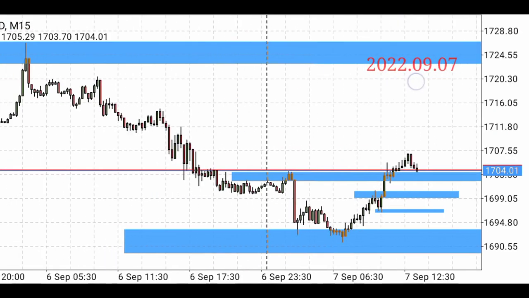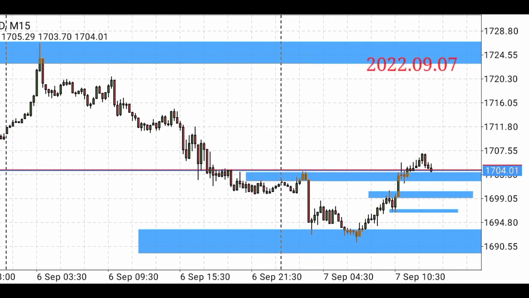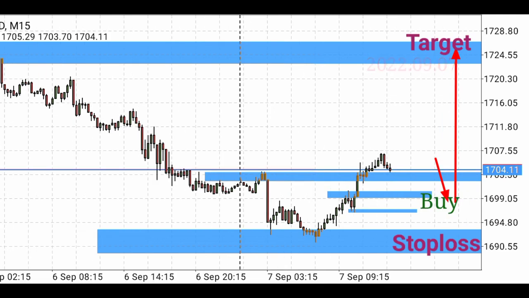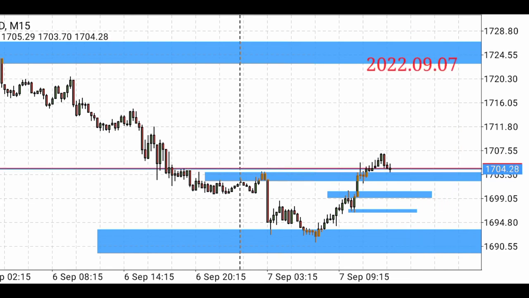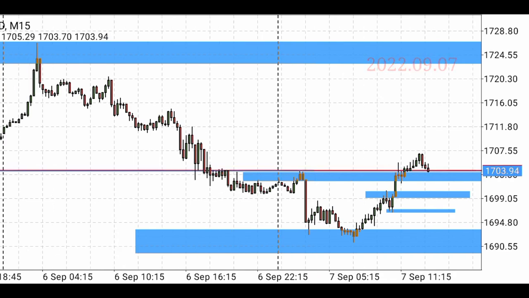So here is what it looks like. Our strategy now is that we're waiting for price to get to around the 1699 area, 1699.05 area. Then we'll be taking a long with our stop loss just around 1690. Our initial target will be around the 1720, 1725 area. So we're having a risk reward ratio of about 1:2.5.